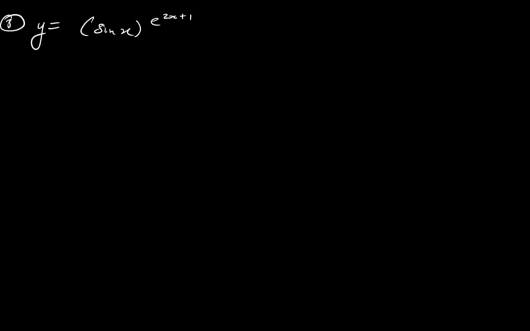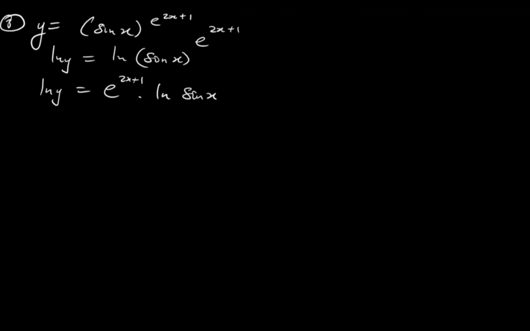So first step is to introduce logs. So you have ln y being equal to ln of sine x to the e to the 2x plus 1. After that, you know that it will drop, and you will get e to the 2x plus 1 times ln of sine x. Alright, so all we have to do now is to do some basics. So for the left hand side, we end up having dy over dx over y.